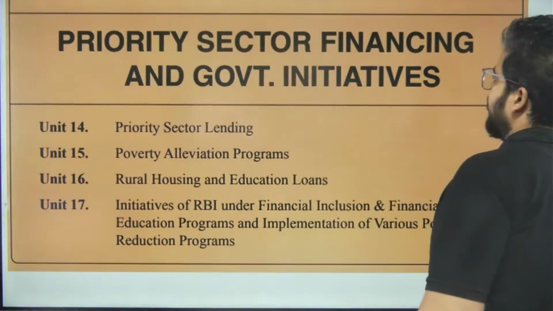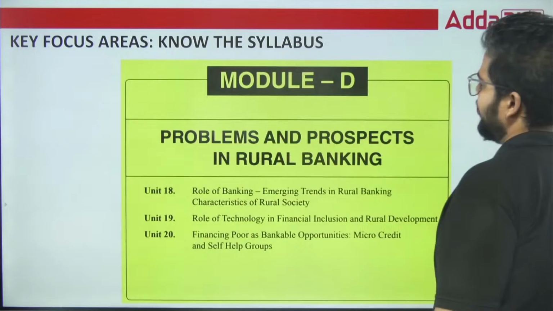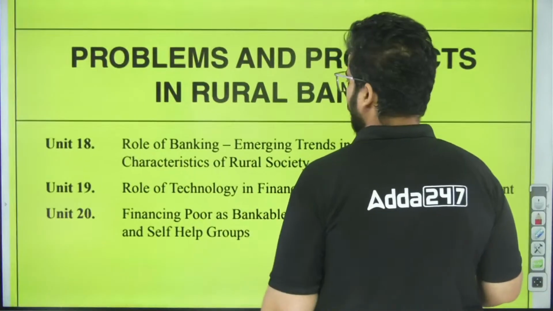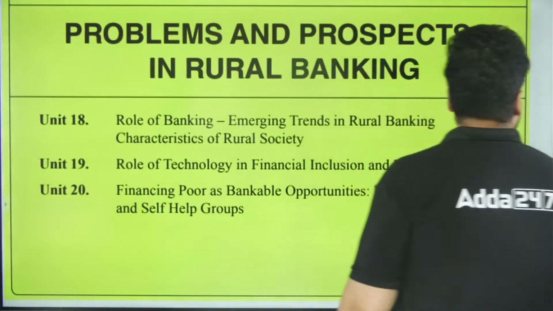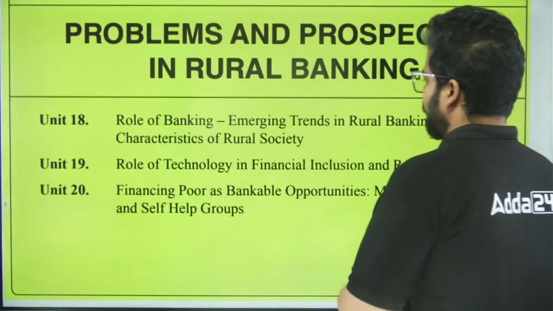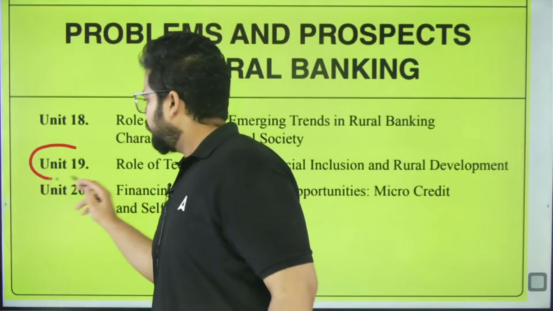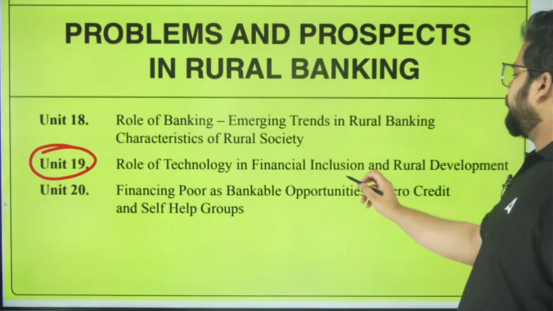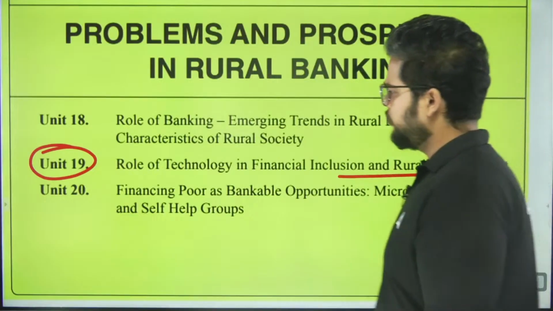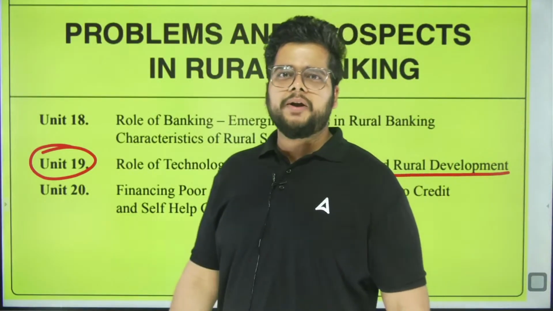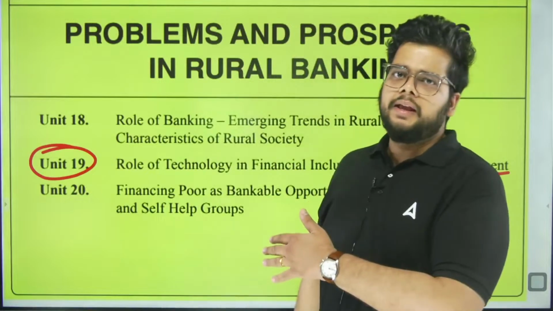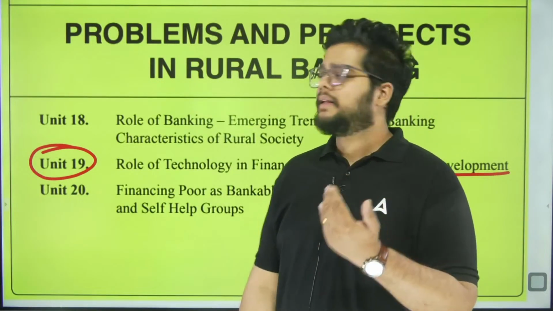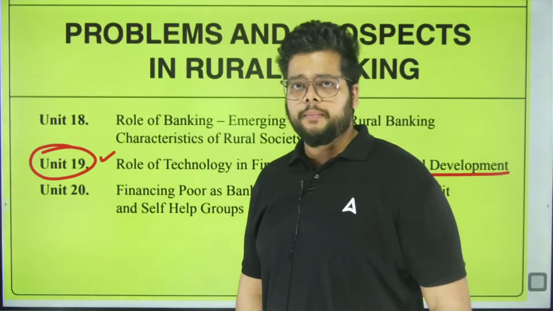Then we have the last module with us, that is module D. Here the key focus will be on unit number 19. Maximum questions you will see come from unit number 19. Unit 19 pertains to the role of technology in financial inclusion and rural development. So all the initiatives of the Government of India which are important for rural credit and the rural areas will be covered under unit number 19.